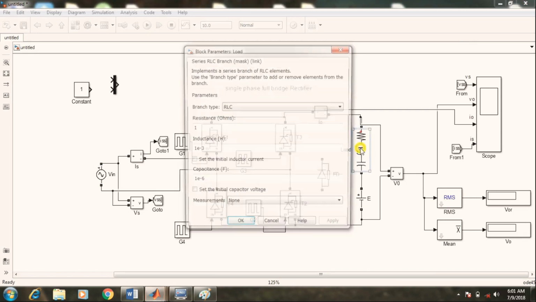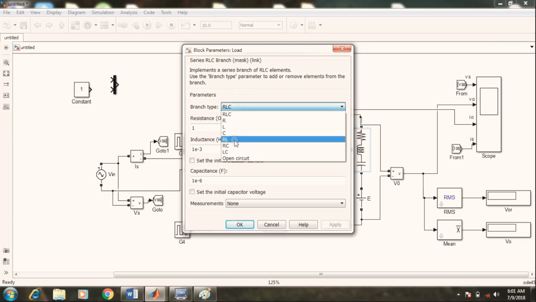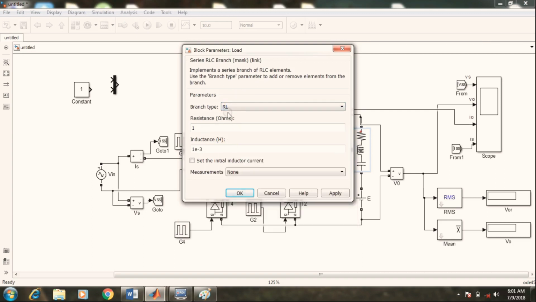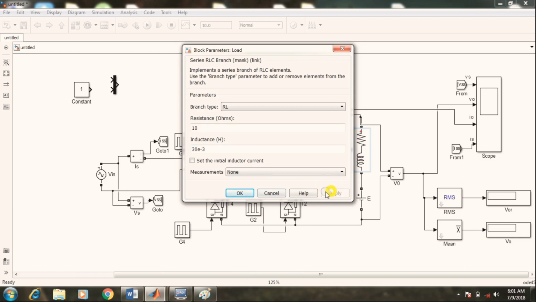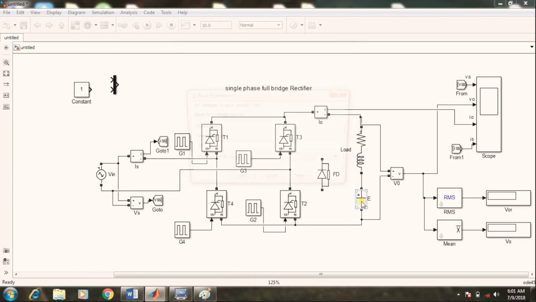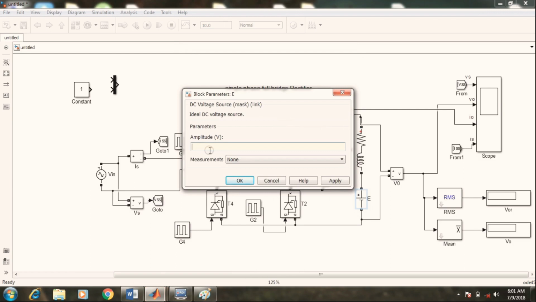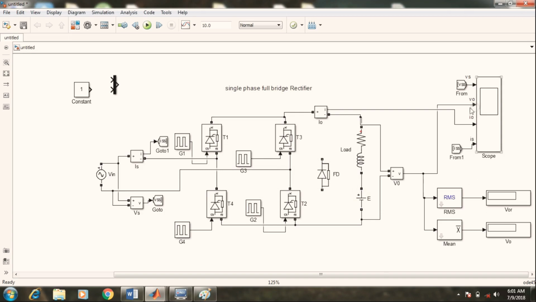Next we want to set these values. We want just R and L, so we can set it as RL. So the resistance is 10, the inductance is, so we have taken it as 30. So here you can see R is 10, L is 30. E, if you want E also, we will set it as 30. If you want to do for RL only, make E as 0. Apply. Okay. So for now I want to see only RL, so make E as 0. So V0, RMS, everything is set.